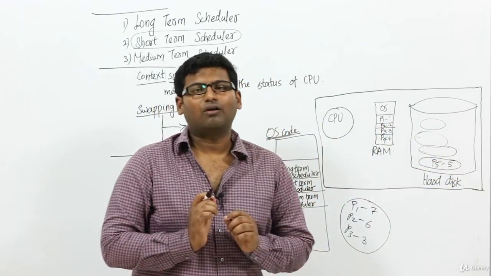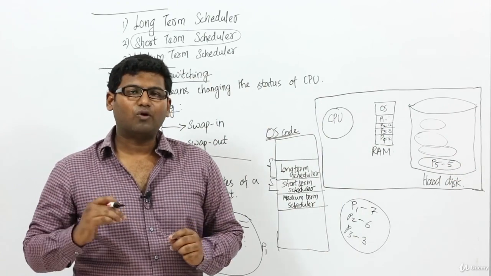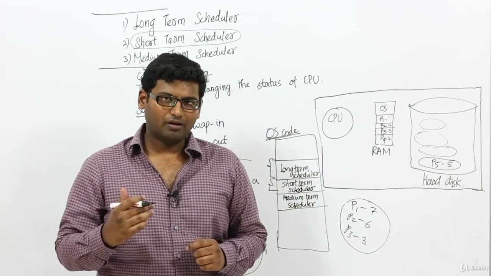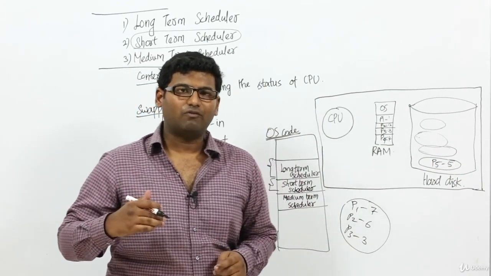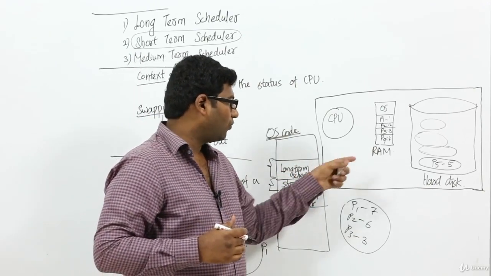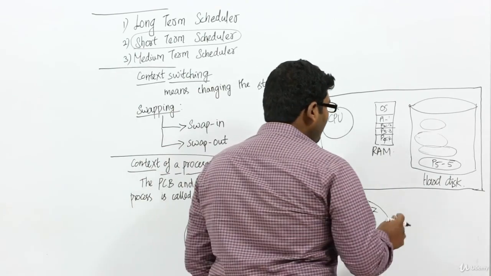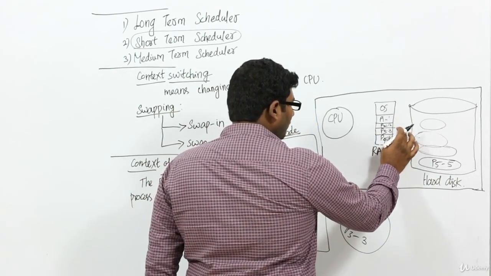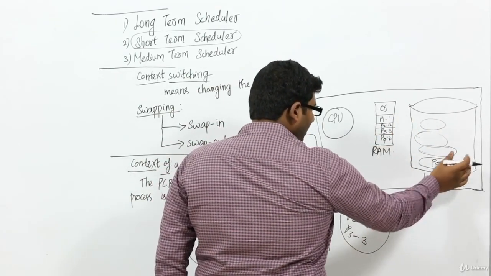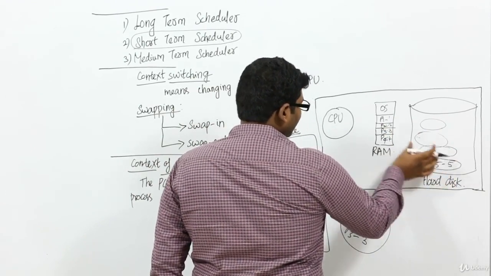See, we should always give more importance to high priority processes. Higher priority processes should always be executed first before lower priority processes. So the only way to do this is we need to move one among these low priority processes into hard disk, and we need to move the high priority process into the RAM.